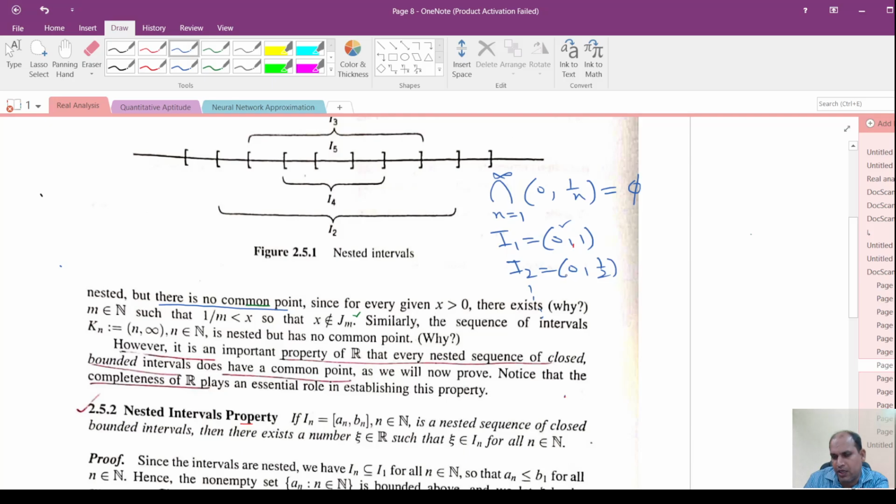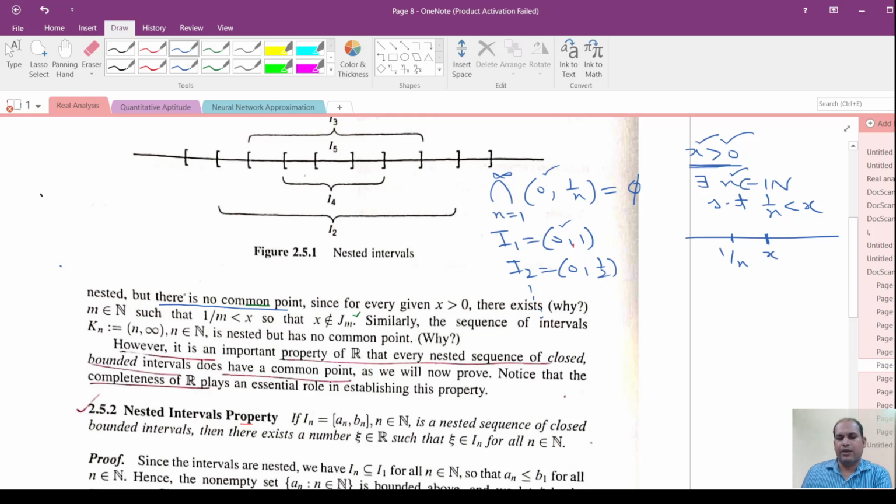So if there is any real number x which is common to each of the intervals, I1, I2, In, and so on, then it has to be strictly greater than 0. And whenever x is strictly greater than 0, I can apply the Archimedean property of real numbers. So there exists n belonging to the set of natural numbers such that 1 by n is less than x. Suppose x is here, then there will be a natural number n such that 1 by n is strictly less than x.